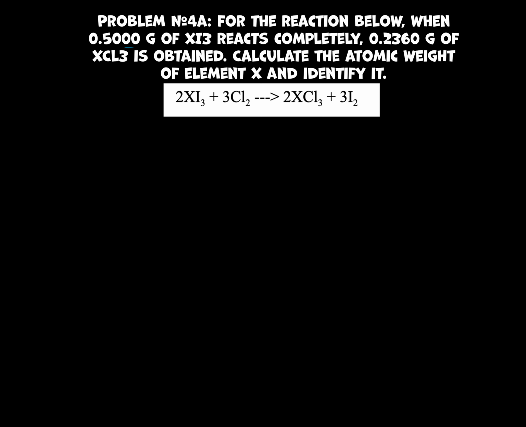In this problem, we're being asked to calculate the atomic weight of an unknown element and identify what that element is. They give us two values of weight here: half a gram for XI3, and 0.2360 grams of XCl3. So that's really what we're concerned with here, our XI3 and our XCl3, because that's what they weighed for us. So let's first look at the moles, because moles are the basics of chemistry.